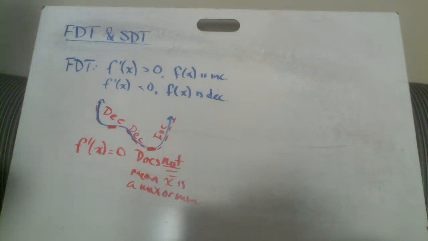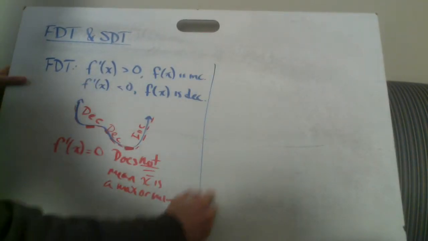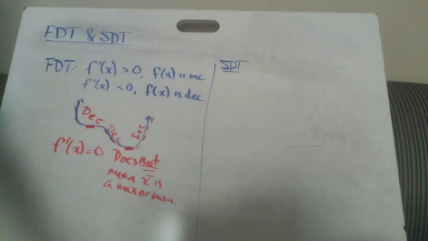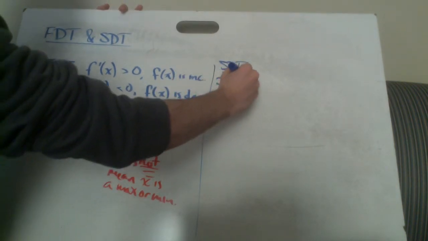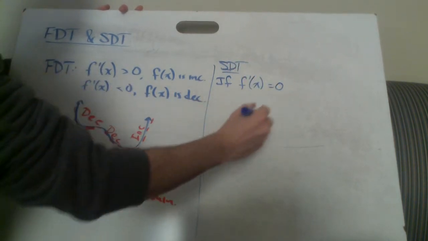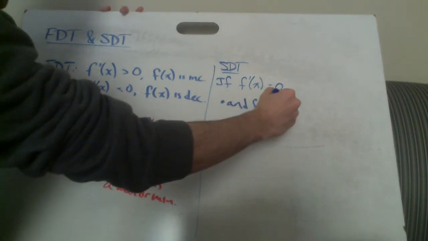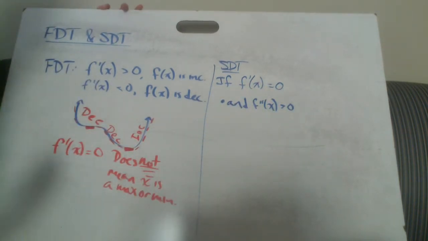Okay. A way to test this out is to use what we call the second derivative test. So let me just move this a bit. The second derivative test tells us whether or not we have a max or min based on the second derivative. So if f prime is 0, and f double prime is positive, well, we saw that f double prime tells us about the concavity of the function.